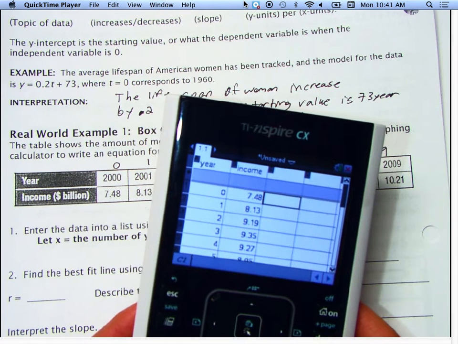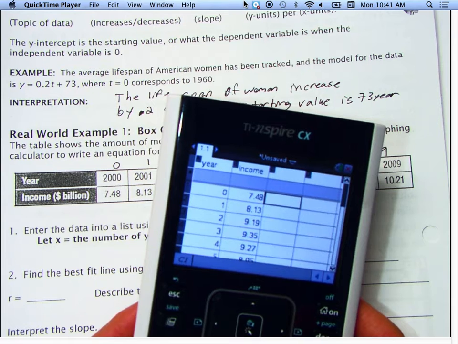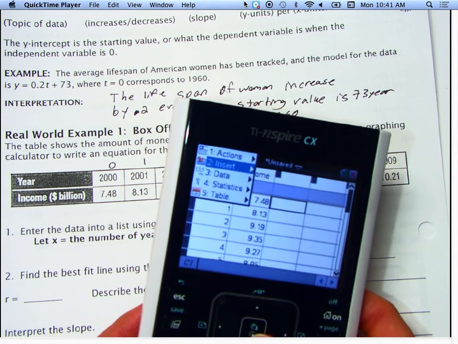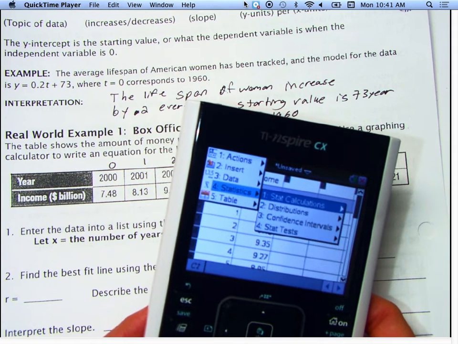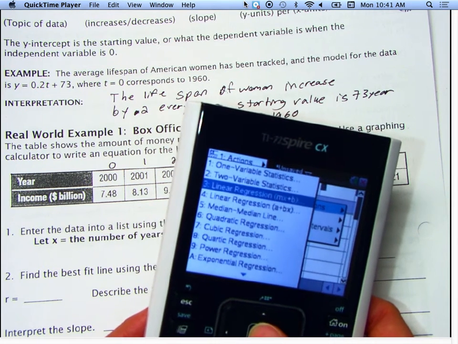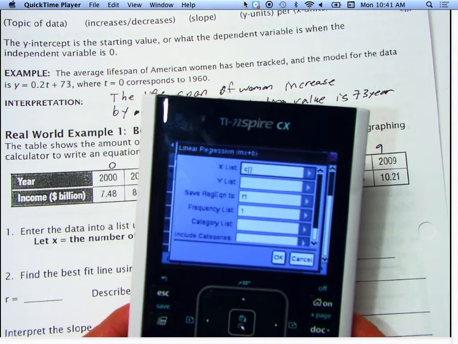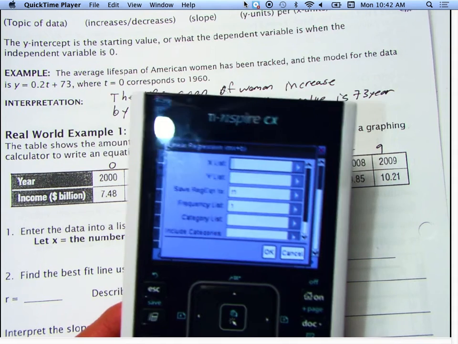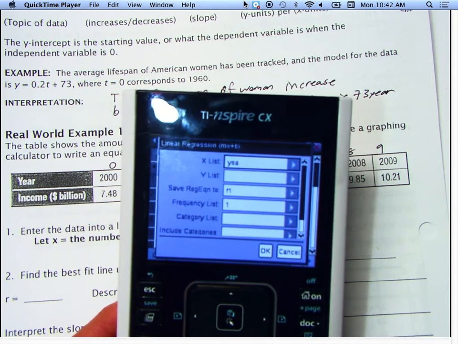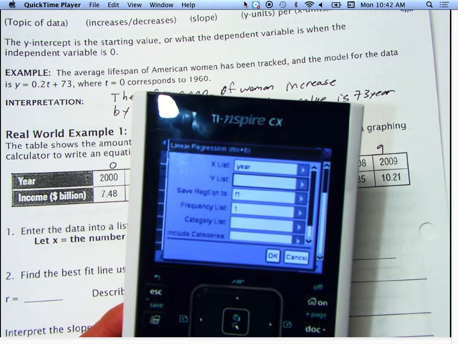So I'm in a blank square next to it, right? Because if you're on one of the squares on top of it, it's not going to work. Blank square next to it, I hit menu, stats, statistics, stats calculations, and I'm going to go down to linear regression. I like number 3. Now for the X list, I'm going to put what I wrote in, which was year. Under Y list, I'm going to put income.